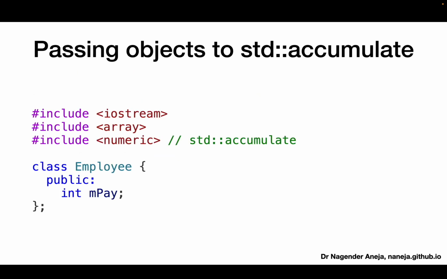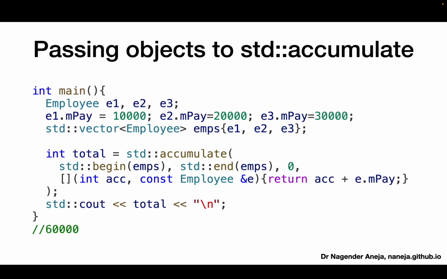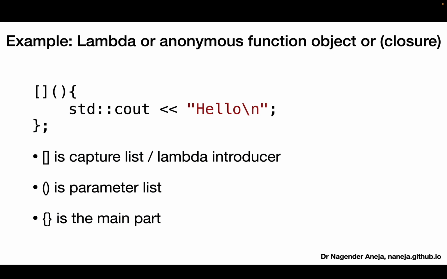You can also pass objects to standard accumulate. Like we have an employee class, and let's say that we have a monthly pay for the employees. Now we created three employees, set their pays, and created a vector of the employees. Then we pass begin employees, end employees, start with zero, take the accumulator and the employee, and add the employee pay into the accumulator, and then add these totals. So you'll get this total.